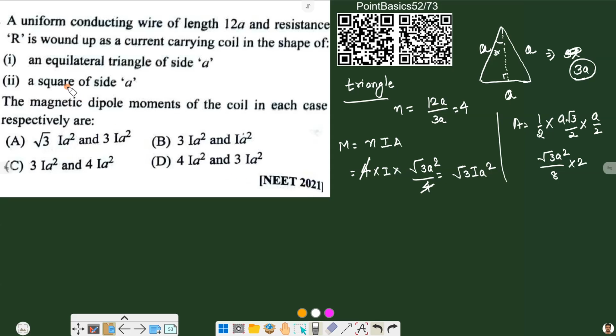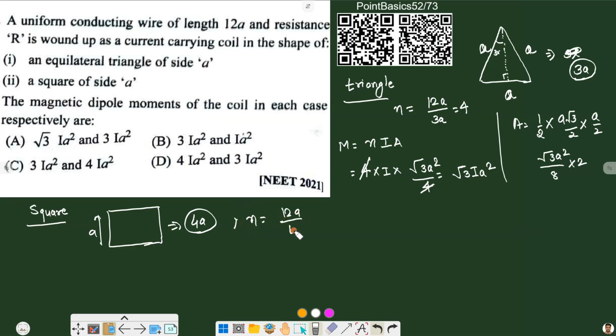Now for the square, the side of the square is also A, so its perimeter will be 4A, and we have been given the total length of wire, that is 12A. So the number of turns will be 12A by 4A, that is 3. So here the magnetic dipole moment will be the number of turns, that is 3, current I, and area is A square, so 3 I A square. Now if we match the answer, this and this, we have option A as the right answer.